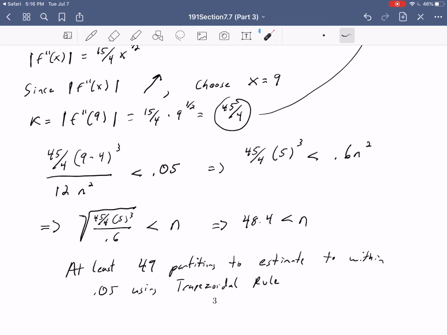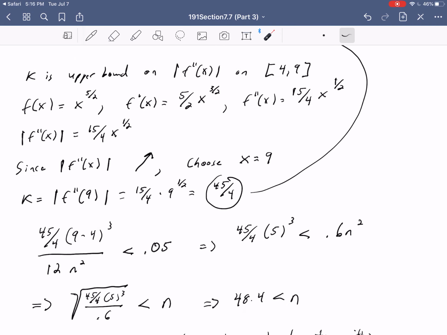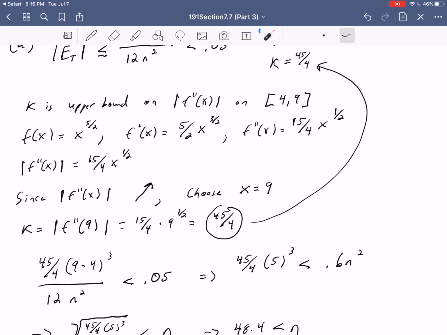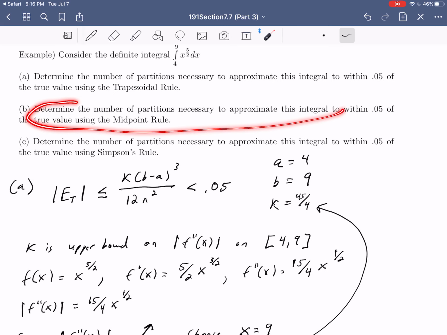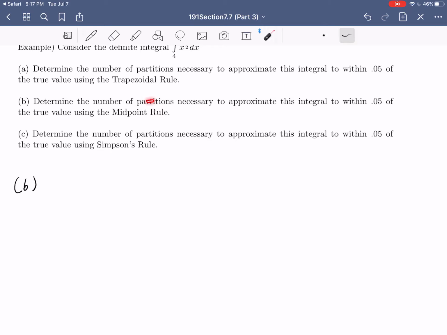All right. So this is just sort of a review of what we had done in the previous video, just wanting to make sure we're still comfortable using these error bounds that we established beforehand. Okay, let's rinse and repeat and do this for part B using the midpoint rule. So for part B, we want to do this for the midpoint rule.